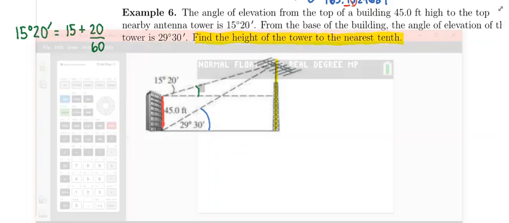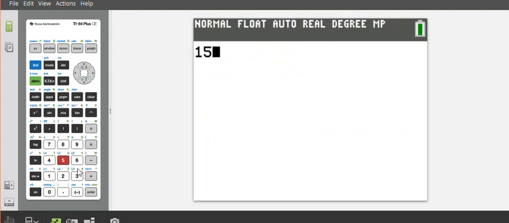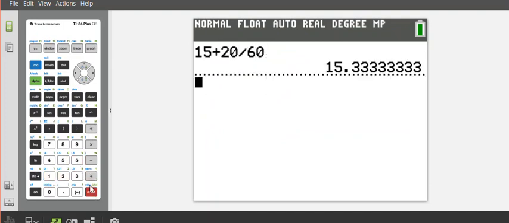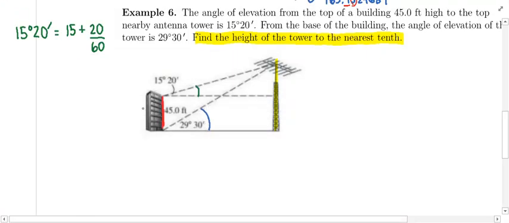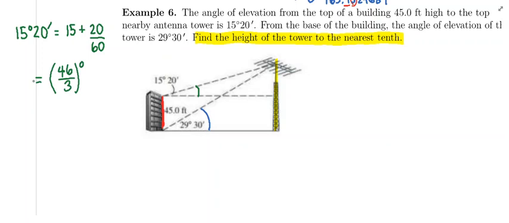If we go to our calculator, this is going to be 15 plus 20 over 60. So we get this repeating decimal, and we'd have to carry all the digits for accuracy. So I am just going to convert this over to a fraction. This is going to be 46 over 3 degrees. That's what we need to use for the degree measure of this angle. It's a little strange, but that's what you have to do to carry all the digits.